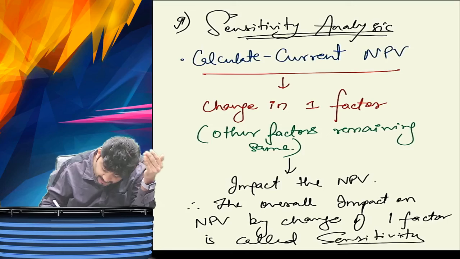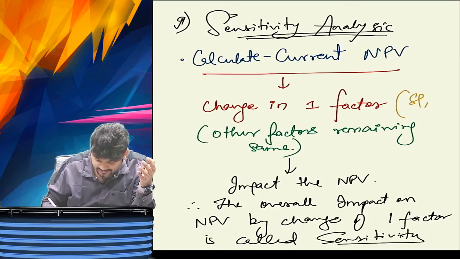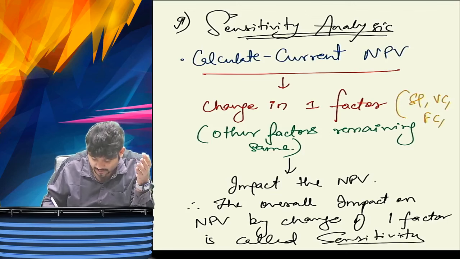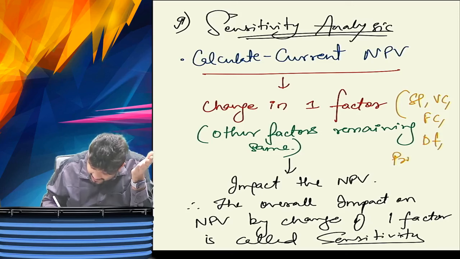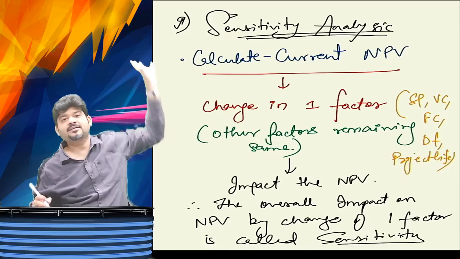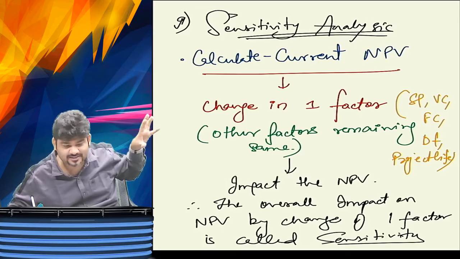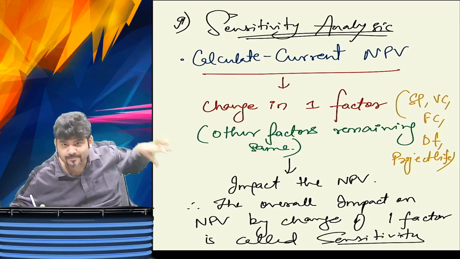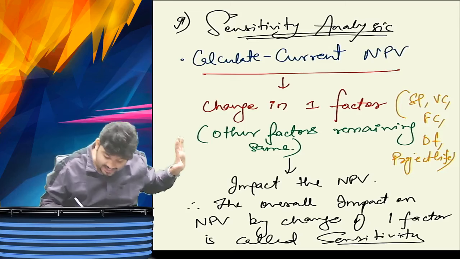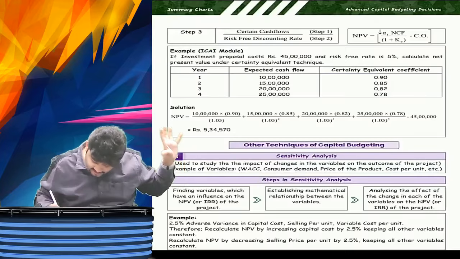Now, what could be the factors? Guys, what could be the factors? It could be selling price. It could be variable cost. It could be fixed cost. It could be discounting factor. It could be project life. It could be anything, etc. So change in any one factor and other factors remaining same, what is it going to give as the impact on the NPV? And that basically, guys, is called the sensitivity analysis.